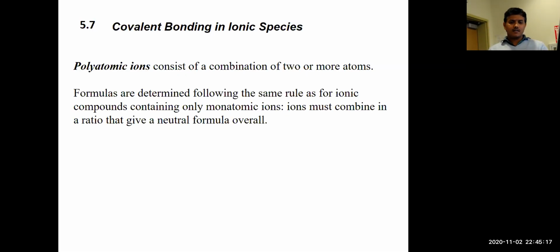And here's something that you need extra help with, looking at the chart multiple times, because it's not as straightforward as naming an ionic compound or covalent compound. So it gets a little bit messier. So let's discuss what a polyatomic ion is. A polyatomic ion is a combination of two or more atoms.